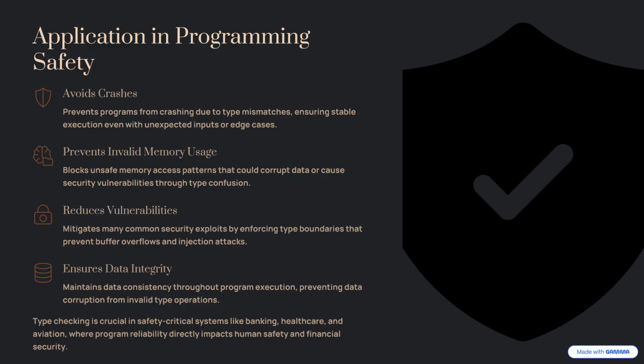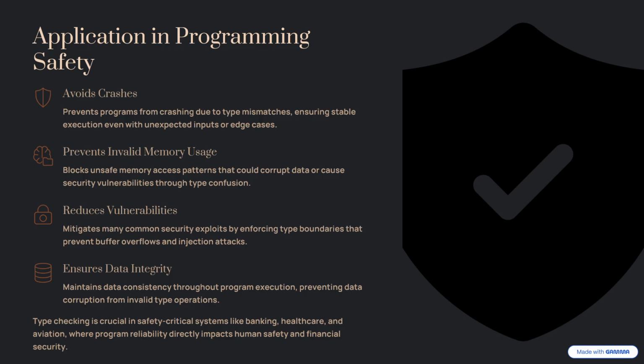To summarize the whole video, type checking ensures that data types are used correctly. It can happen either at compile time or runtime, and most importantly, it helps build safe, reliable, and secure software.